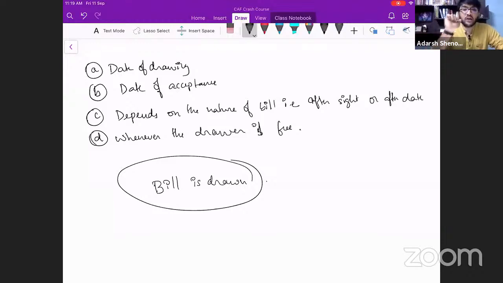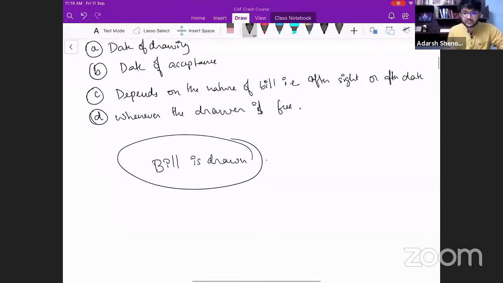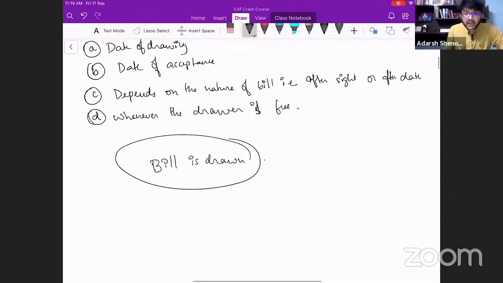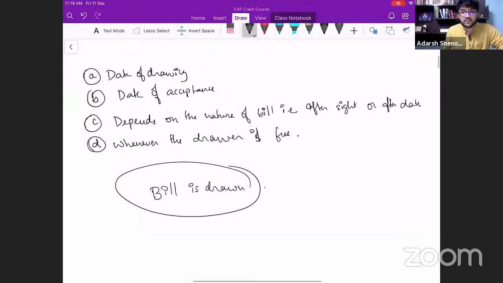So then how is it option A? It can never be date of drawing. Are you all following? When is it a complete bill of exchange? When do we call it an asset? When the other party also accepts it. So that is when it becomes a bill of exchange, right? So when should we record it in the books as an asset? On the date of acceptance.